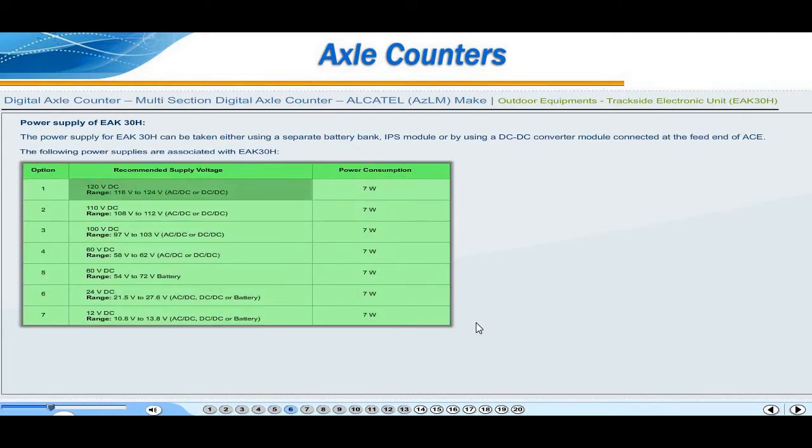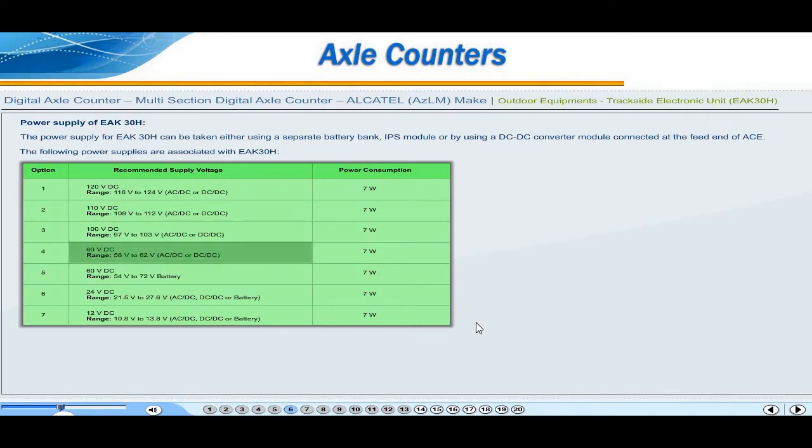120-volt DC supply using AC-DC or DC-DC converters as per the supply arrangement. Its range is between 116 volt to 124 volt DC. 110-volt DC supply using AC-DC or DC-DC converters as per the supply arrangement. Its range is between 108 volt to 112 volt DC. 100-volt DC supply using AC-DC or DC-DC converters as per the supply arrangement. Its range is between 97 volt to 103 volt DC.